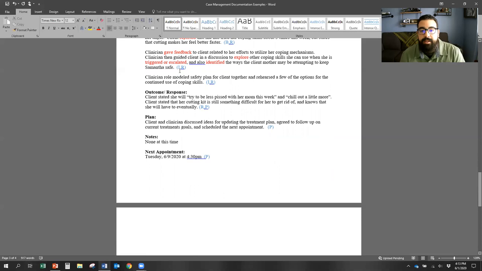Clinician then guided client in a discussion to explore other coping mechanism skills she can use when she's triggered or escalated, and also identified the ways the client's mother may be attempting to keep Samantha safe, okay? Clinician role modeled safety plan for client together and rehearsed a few of the options for continued use of coping skills.